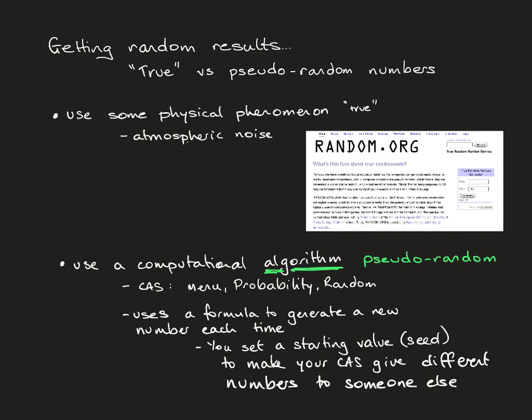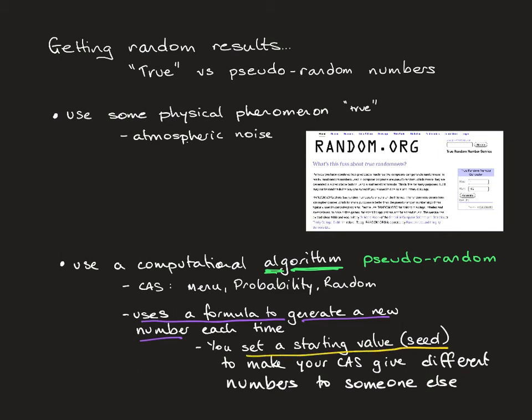And so if you wanted to have a look at how it works, if you go to your CAS calculator and look under the probability section, you'll find random as one of the options. If you just select that, it will spit you out a random number in a variety of different formats. But what you need to be aware of is that it actually uses a formula to generate a new number from the number that's currently on your screen. So you actually need to set a starting value.